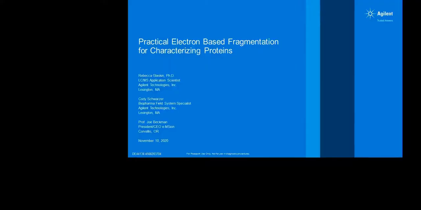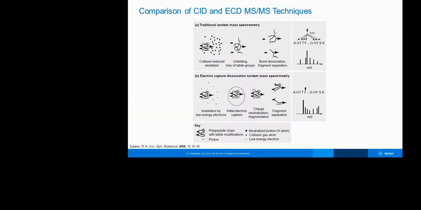So today, Cody, myself, as well as Professor Beckman, are going to be talking about practical electron-based fragmentation for characterizing proteins. First, I'd just like to show a comparison of CID and ECD. I'm going to start off with traditional mass spectrometry, the tandem mass spec of CID. Here you have collision-induced excitation, followed by unfolding and loss of labile groups. Then you get your bond dissociation and your fragment separation. But with CID, you can't get site localization of where your labile modification occurred.